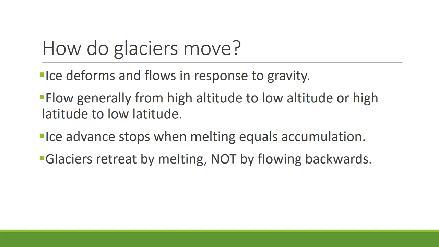Glaciers move, flow, and deform in response to gravity. Ice flows in general from high altitude to low altitude, and high latitude to low latitude, although there may be local perturbations. Glacial advance stops when melting or ablation equals accumulation. Glacial retreat, which is measured by the location of the snout or the terminus, is a function of melting or ablation, and not backwards flow.